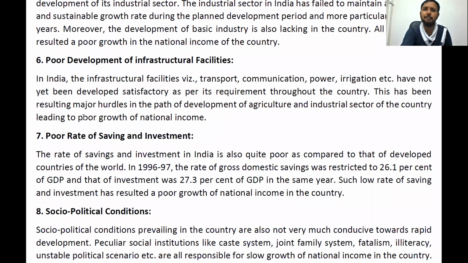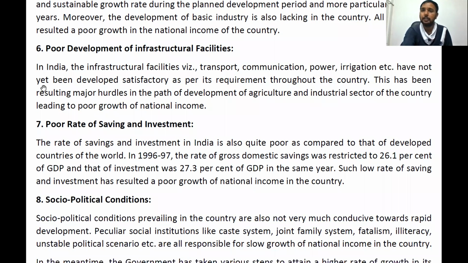Poor development of infrastructural facilities. In our country, the infrastructural facility is also very poor. Likewise, transportation facility, communication facility, power, irrigation, all these things are not as strong as in other developed countries. So when the companies, or industries, do not get such infrastructural facilities, they cannot enhance their capacity of producing goods and services. So this is also one of the causes of the slow growth rate of national income.